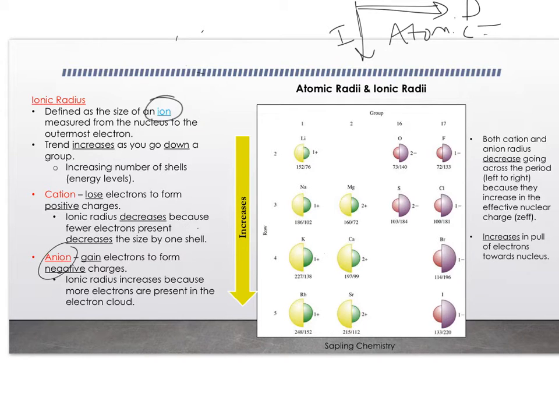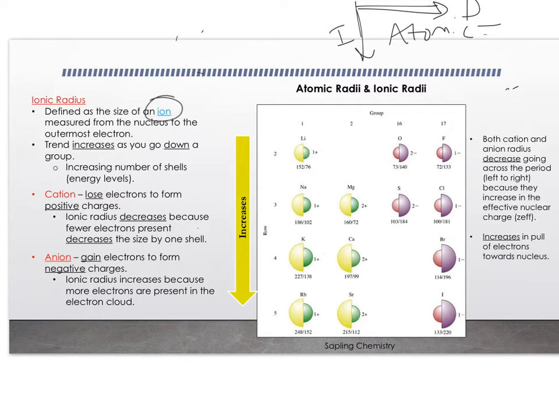On the other hand, anions are going to gain electrons to form negative charges. So if you gain an electron, you're creating a larger electron cloud because the more negatives that you put next to each other, they're going to want to repel each other. So the anion relative to the neutral atom is going to be larger in size because you're adding an electron and creating more electrons in that electron cloud. There's going to be a repulsion of those charges, and that's why anions are larger than the respective neutral atom.